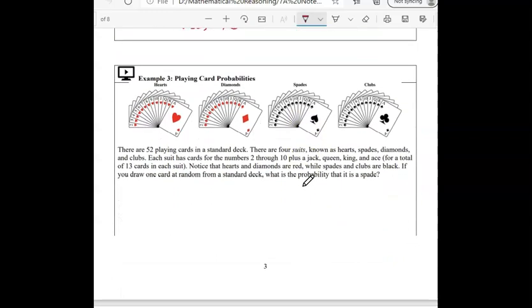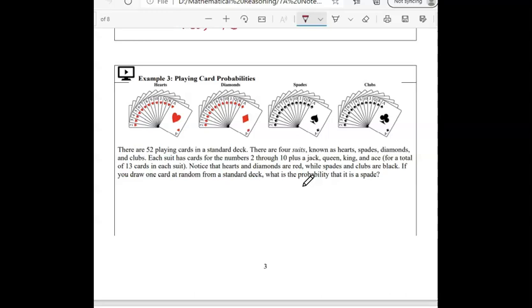So let's talk about playing cards. There are 52 cards in a standard deck. There are 4 suits known as hearts, spades, diamonds, and clubs. Each suit has cards for the numbers 2 through 10, plus a jack, a queen, a king, and an ace, for a total of 13 cards in each suit. Notice that hearts and diamonds are red, while spades and clubs are black. If you draw 1 card at random from a standard deck, what is the probability that it is a spade?